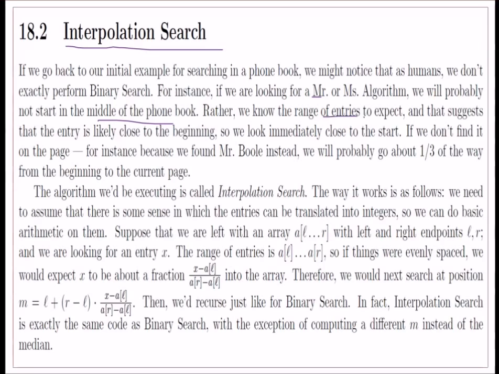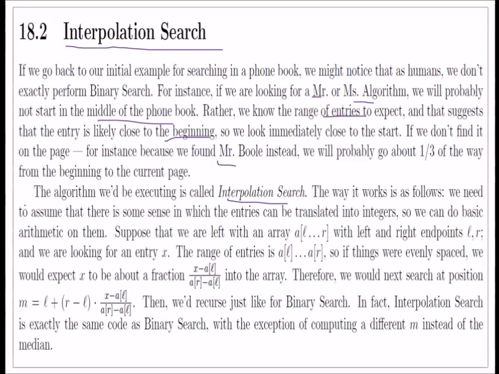So we know the range of entries to expect, and that suggests the entry is likely close to the beginning, so we look immediately close to the start, because the name starts with A. If we don't find it on the page, for instance, because we found Mr. Boole instead, we will probably go about one third of the way from the beginning to the current page, because we know how the phone book directory is arranged. Here we would be executing the interpolation search.